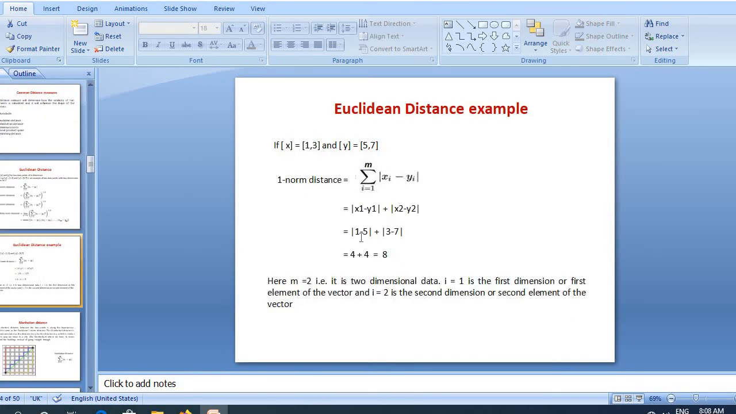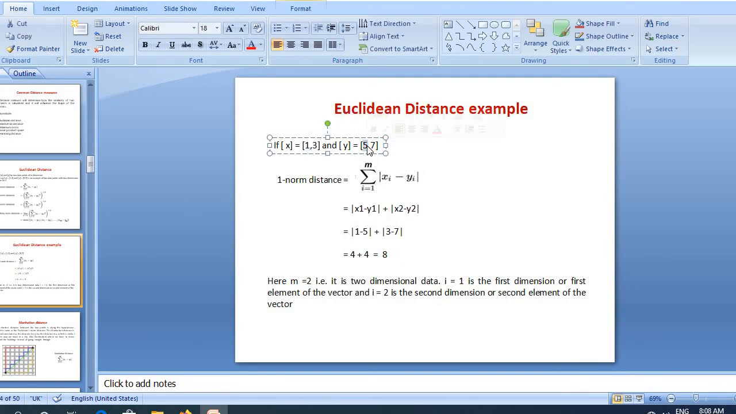See, I've just made an example for your understanding. If you want to calculate the 1 norm distance, this is the equation. X and Y are the data points. I've represented them as vectors. Now, what is the meaning of this? I told you m is two-dimensional here, so it is actually absolute value of x1 minus y1 plus absolute value of x2 minus y2. So it can be calculated this way: 1 minus 5.